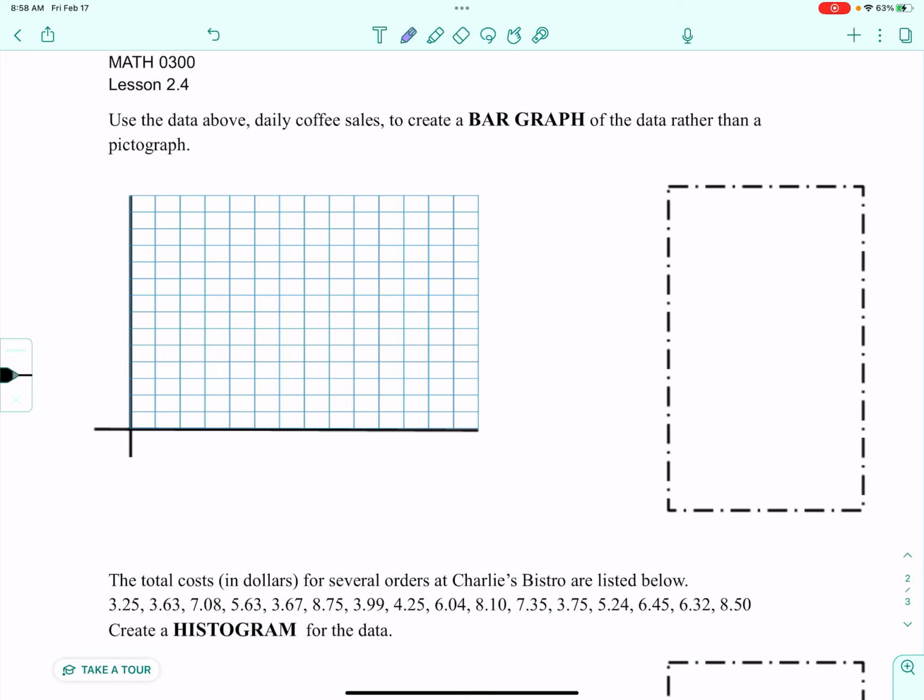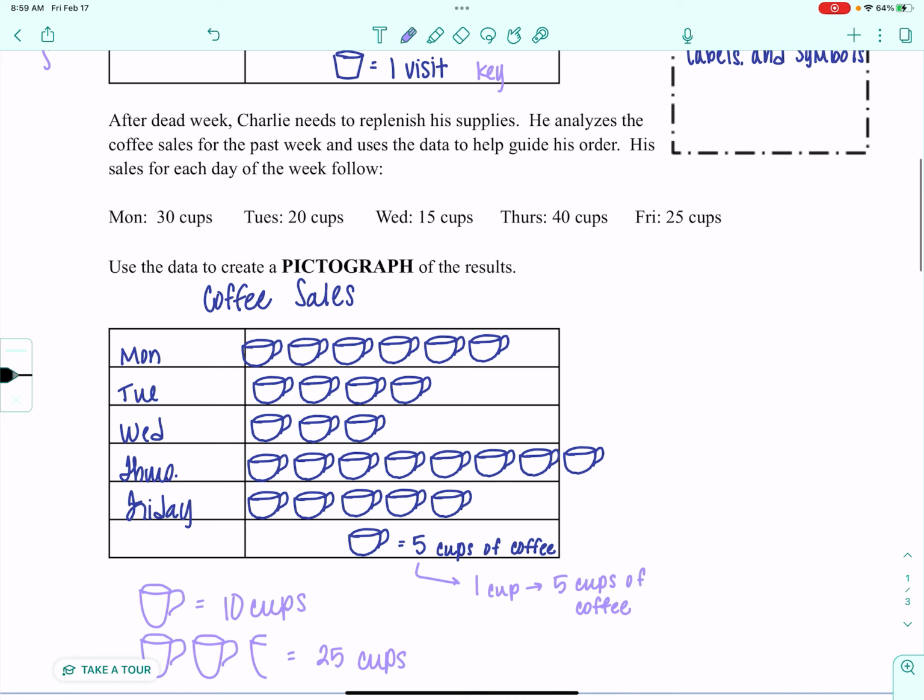Now we're going to go look at a bar graph. Bar graphs are probably the type of graph that you are most familiar with. We are going to use the same data, so we are going to use Charlie's coffee sales. But instead of using a pictograph, we're going to take that pictograph and turn it into a bar graph.